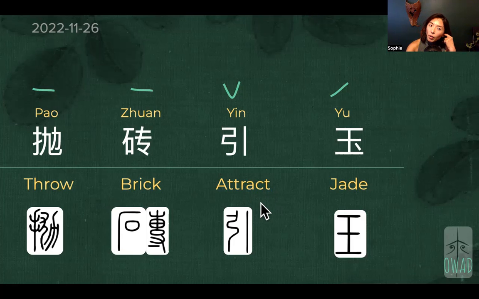Okay, so now we have the two verbs out. We have throw, and then we have attract. Throw is something you give out. Attract is something you receive, right? And now let's see the object. So you throw a brick.